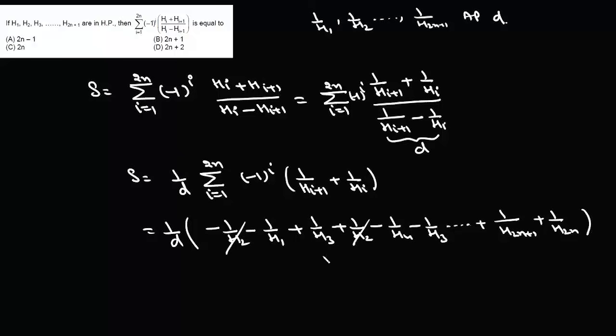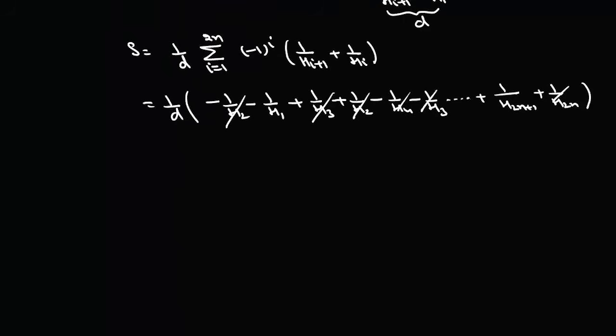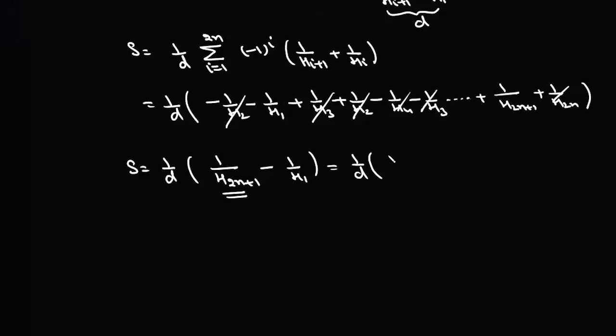Now h2 will cancel, h3 will cancel, all these successive terms will cancel. So we'll get the series as S equals 1 by D times (1 upon h_(2n+1) minus 1 upon h1). Now this is the 2n plus 1th term of an AP. So it will be 1 by D times (1 upon h1 plus 2n D minus 1 upon h1).